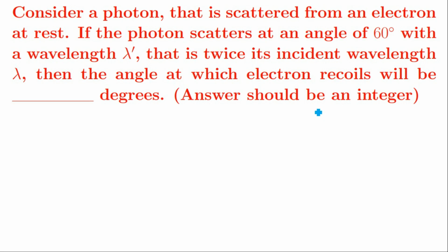This problem is related to the Compton effect. We are given that the wavelength of the scattered photon is twice the wavelength of the incident photon, which is given to be lambda, and the angle of scattering is 60 degrees. We have to find the angle of recoil of the electron. Let us now find this.